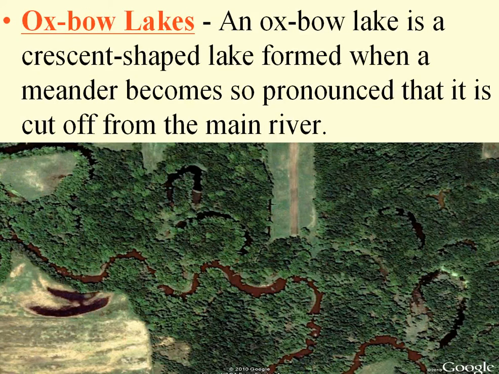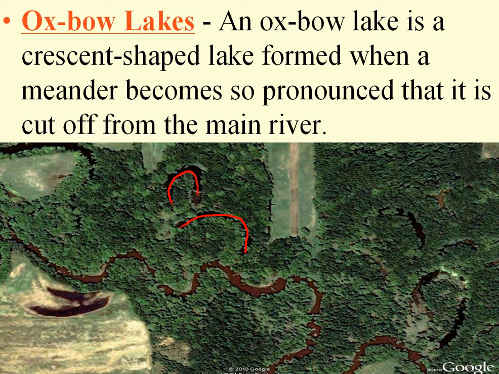Now, oxbow lake. An oxbow lake is a crescent-shaped lake formed when a meander becomes so pronounced that it's cut off from the main river. And you can see some of that right here. So you can see this right here. You can see one right here as well.